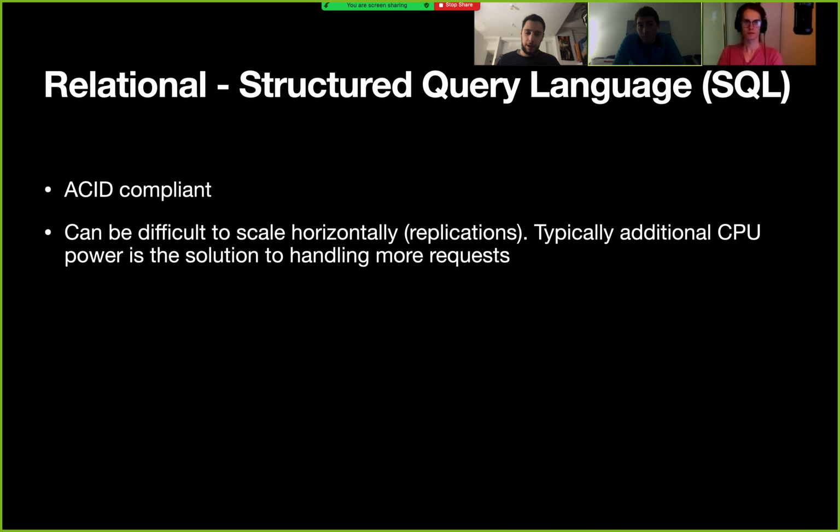And then the counterpart, relational, structured query language. You get the benefit of it being ACID compliant, which is a very important characteristic of any DBMS. But on the other hand, what does that mean? I'll get to that on the next slide. You're not expected to understand what ACID compliance is yet.